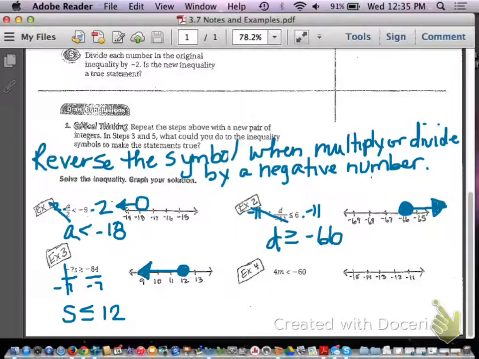Example 4. 4m is less than -60. I'm undoing multiplication again with division. This time I'm dividing by a positive number. Multiplying and dividing by a positive number does not reverse the symbol, so I keep it. -60 divided by 4 is a -15. It does not matter that my answer when I multiplied or divided was a negative answer, right? It only matters that if the number you are using to multiply or divide on both sides of the symbol is negative, then it will reverse it. So I graph m as less than -15, so it's an open circle and it points left.